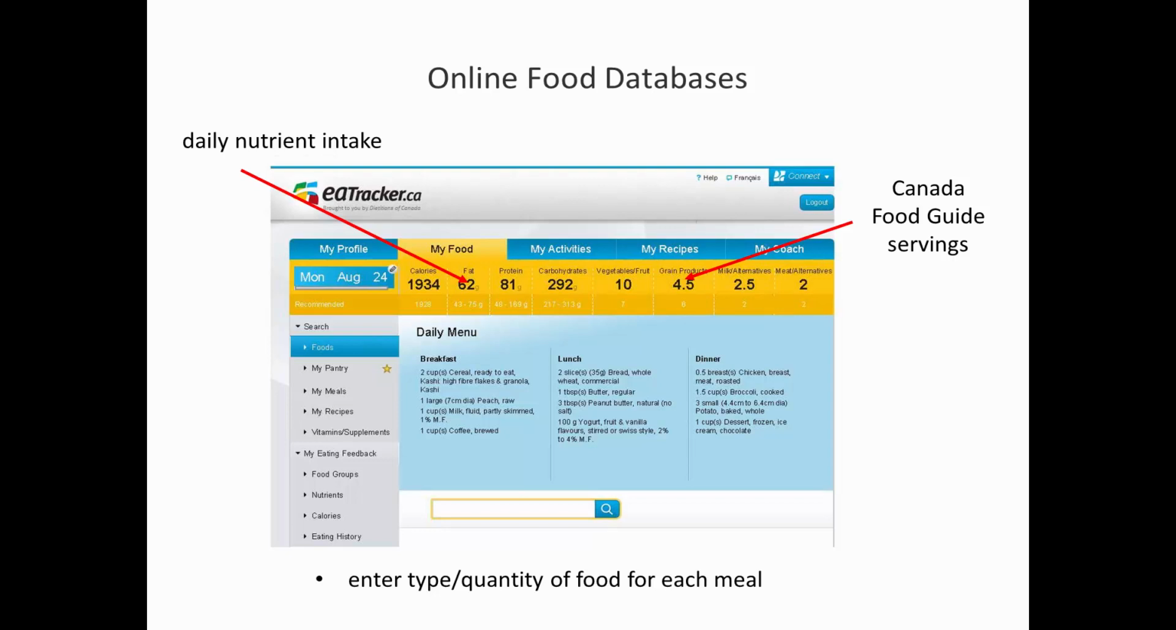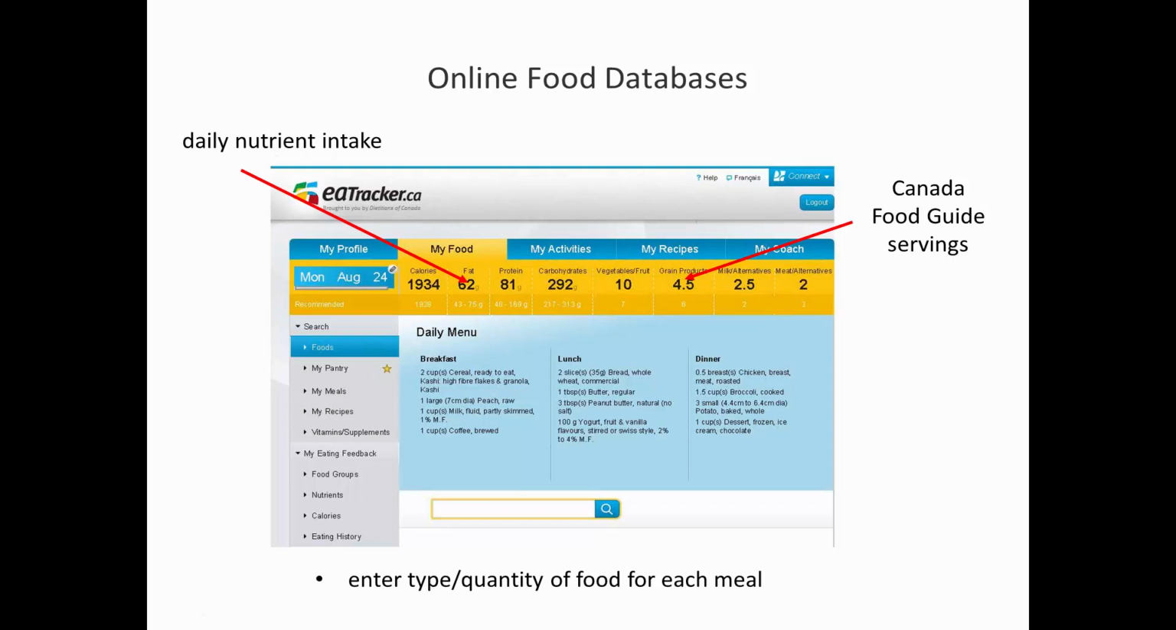It's called eatracker.ca, and you can put in foods, you can put in whole meals, you can put in whole days, and the program will determine a nutrient breakdown for each of the individual food items or groups of items that you select. This is an example of one of the printouts, and you can see that this is what this person had for breakfast, lunch, dinner. It gives you your total calories, the grams of fat, grams of protein, grams of carbohydrates, and so on. And you can get it right down to how much vitamin C or how much calcium.